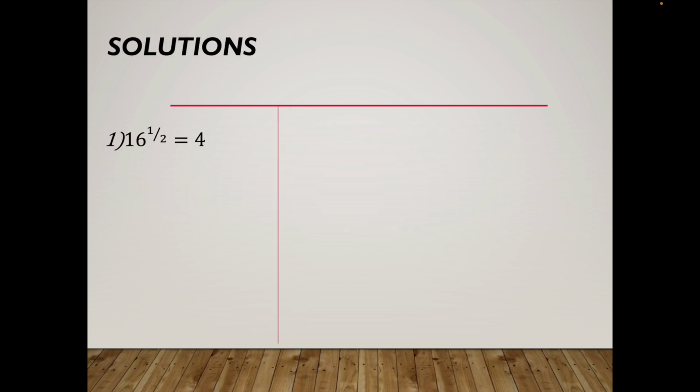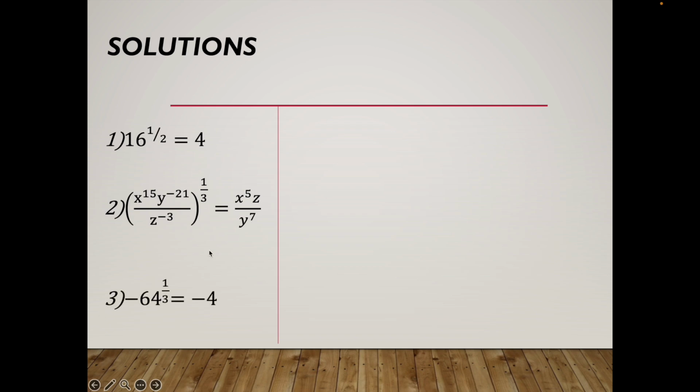So for the first one, 16 to the 1/2 is just the square root of 16, which is 4. For this one, you do have to multiply your 1/3 inside. You can also say to yourself that you are cube rooting all of the exponents, or cube rooting all of your variables. But in the end, you get x to the 5. Your y becomes a -7, so you have to put it on the bottom. And your z becomes a -1 on the bottom, so you have to bring it to the top. This is also just saying the cube root of -64, which is -4.